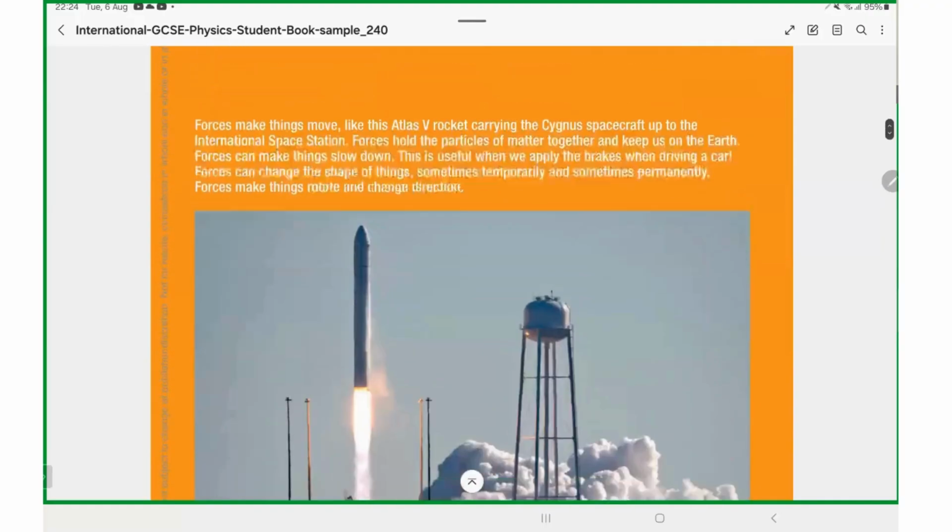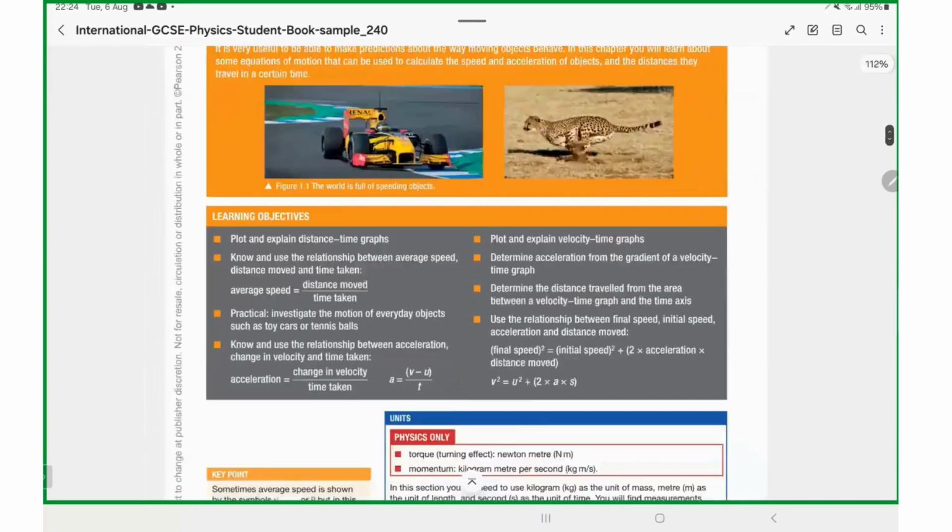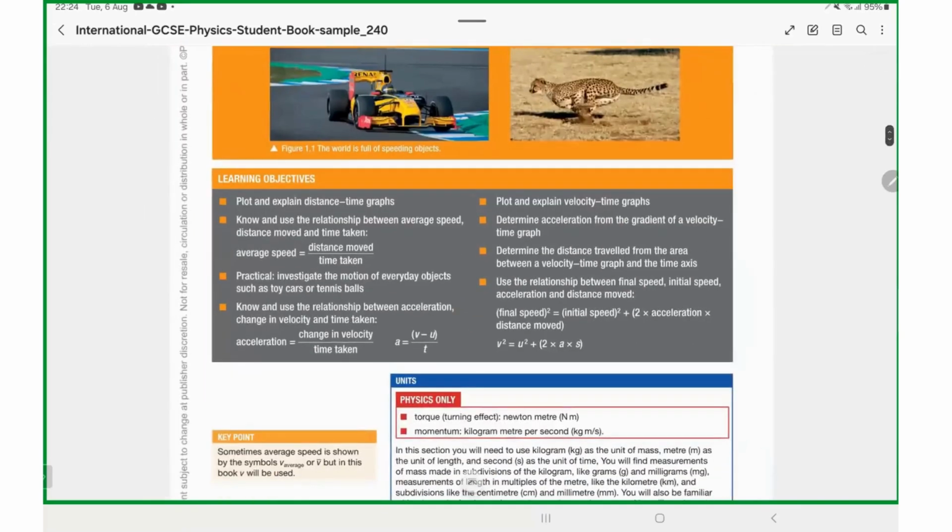Unit 1, forces and motion. First of all, tell me, what do you know about it? Forces and motion, I know there are three laws of Newton in forces and motion. Those three laws are related to motion. You can calculate motion, forces, and there's a lot of different stuff. You can calculate acceleration, distance, time, and there are graphs.